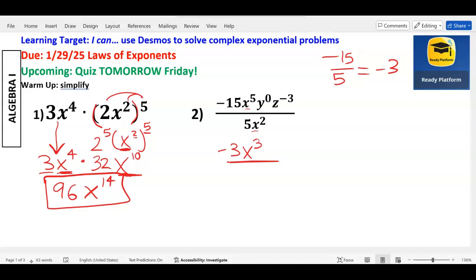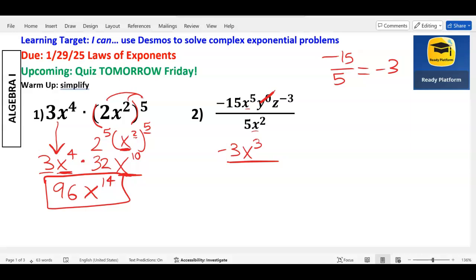Now, y to the 0. What do we know about 0 power? It always equals 1. Y'all remember that from the notes? Anything to the 0 power is 1. So, should I write 1? I would say no. Okay, because when you multiply by 1, it doesn't change anything. So it's kind of like y to the 0, it's 1, but it's gone.